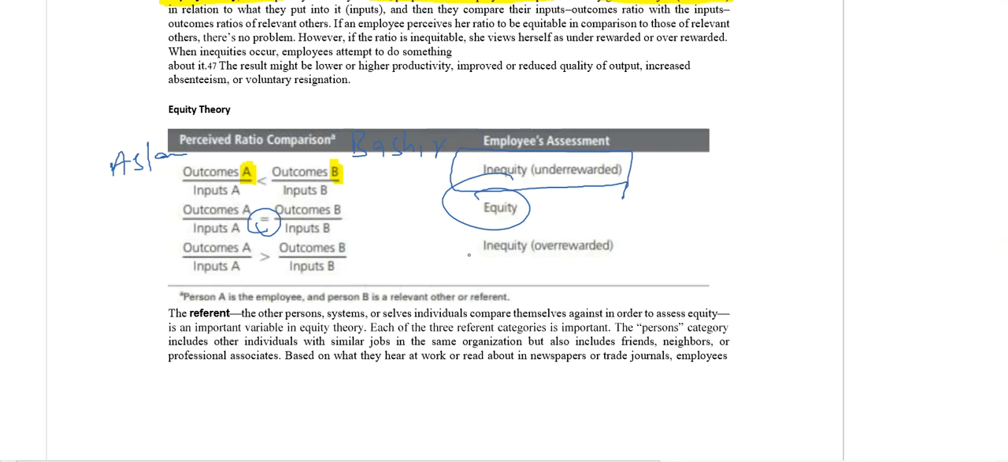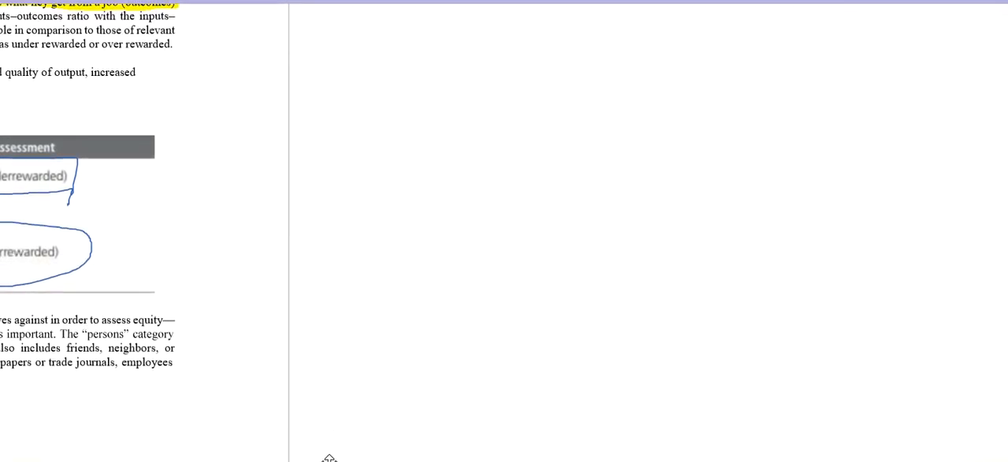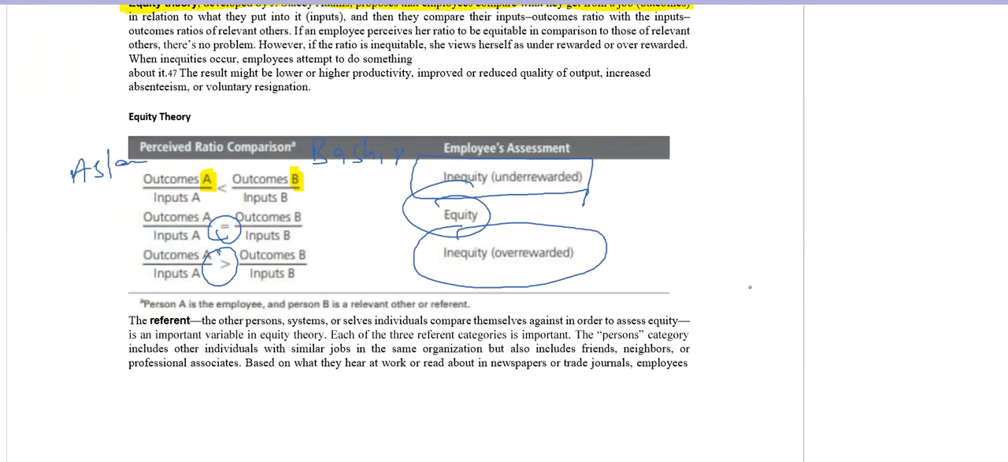On the other hand, if the outcome of Aslam divided by input of Aslam is greater than outcome of B divided by input of B, it means that here Aslam is paid more than Bashir. So this is called equity theory, where we have to give equity, and we have to give equal rewards to equal performances.